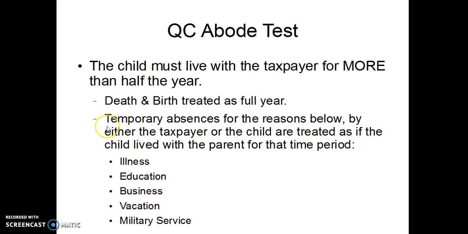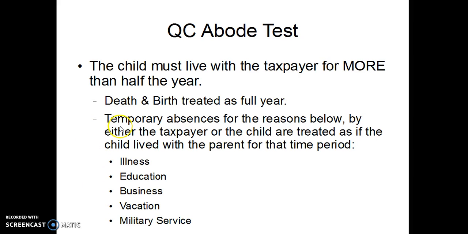Another thing is temporary absences. So if the taxpayer and the qualifying child are away from each other for temporary absences, which is for any of these reasons, they're considered to have lived together for that period of time. So if someone is away for illness, education, business, vacation, or military service, they're considered to have spent that time together. So let's say a child is away at the hospital for 3 months. Those 3 months are going to count as if the child and the taxpayer lived together.